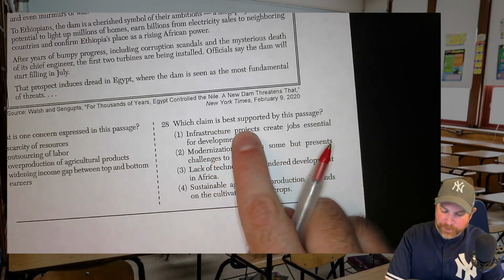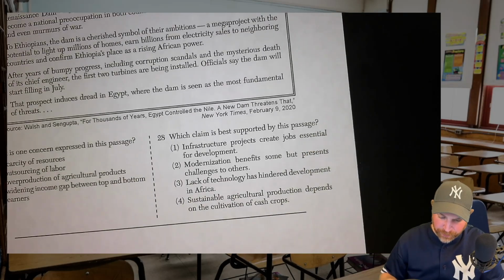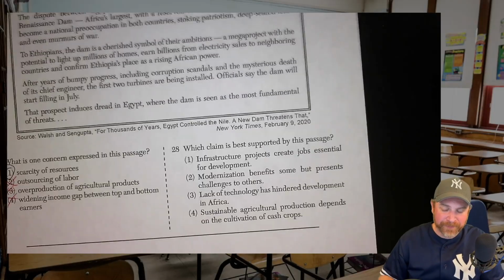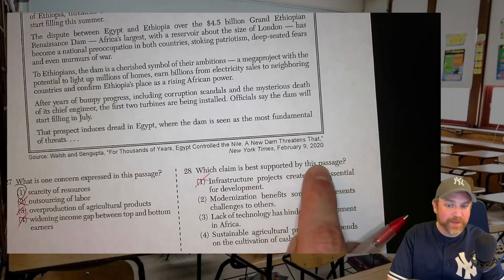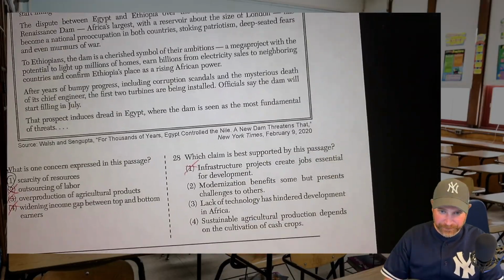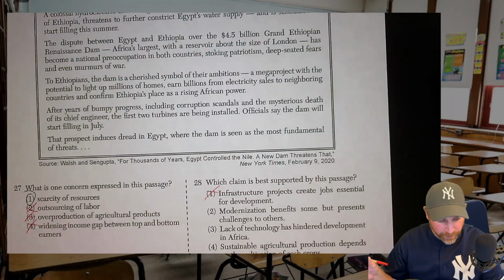28. Which claim is best supported by this passage? Choice 1 says infrastructure projects create jobs essential for development. That might be true, but that's not something talked about in the source, okay? It has to be supported by the passage. So which can I prove to be true using the text here? I can't prove choice 1 to be true using this. So cross off number 1.